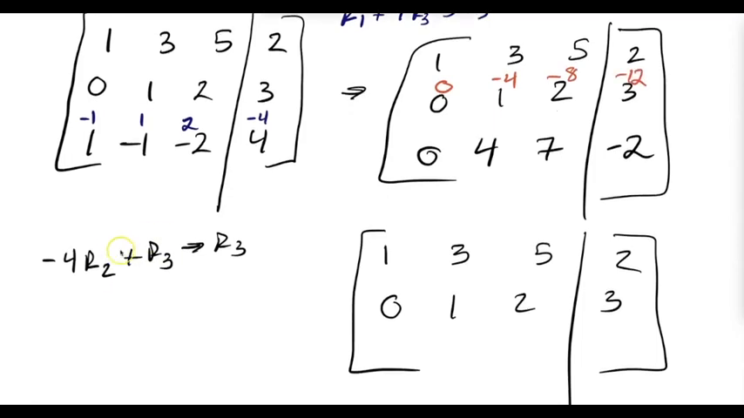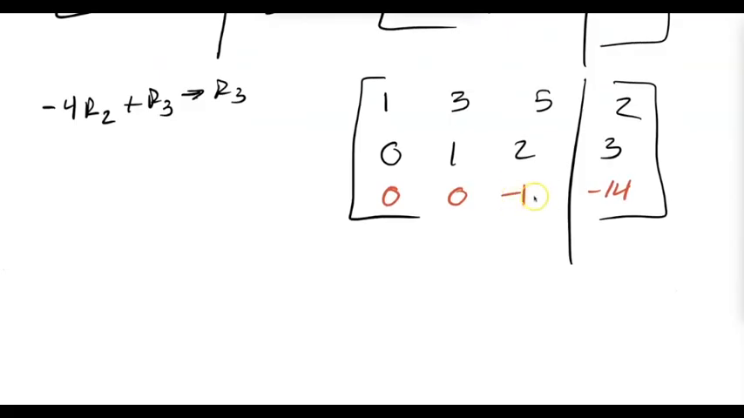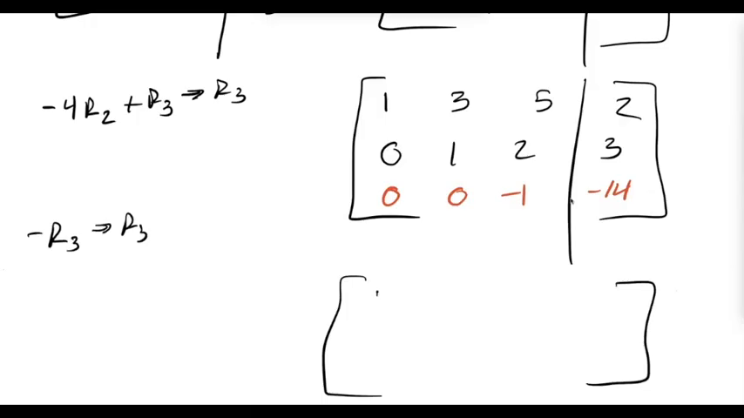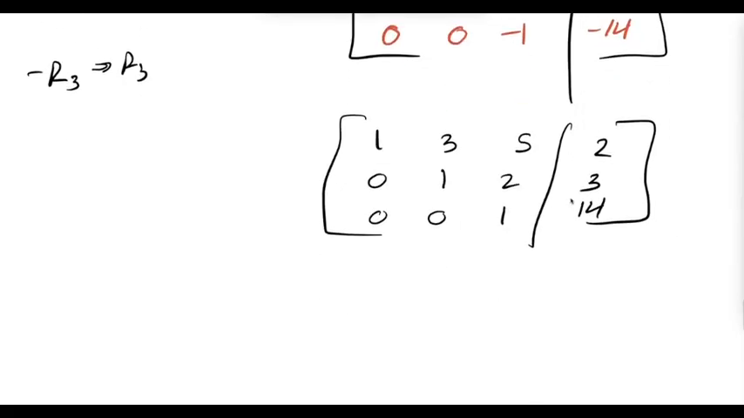Now let's complete this operation here. I'm going to add -4 times the -4 row 2, which is in red, plus my row 3. So I get 0, 0, -1, and -14. That's essentially row echelon form, but this should be positive. So let's actually just do that real quick. I'm going to multiply row 3 by -1. I'm just going to get 1, 3, 5, 2, 0, 1, 2, 3, and then 0, 0, 1, 14. So then that. And now we can solve things.